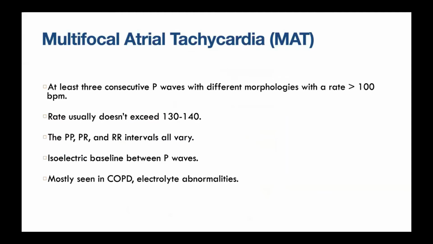So again, it's abnormal automaticity. As we said, we have more than 3 consecutive P waves with different morphology. The rate again is around 150 to 200, rarely exceeding 200. And the PP interval, PR interval, and RR are most of the time variable because we have 3 foci, and each one has its own characteristics. It differs from other tachycardias in that you see a clear isoelectric baseline between the P waves. It's mostly seen in cases of COPD and electrolyte abnormalities.